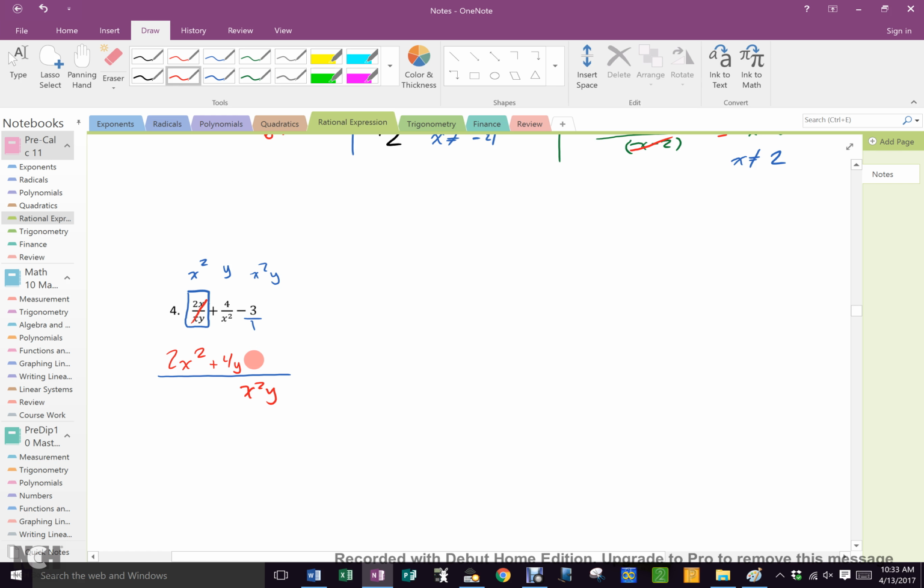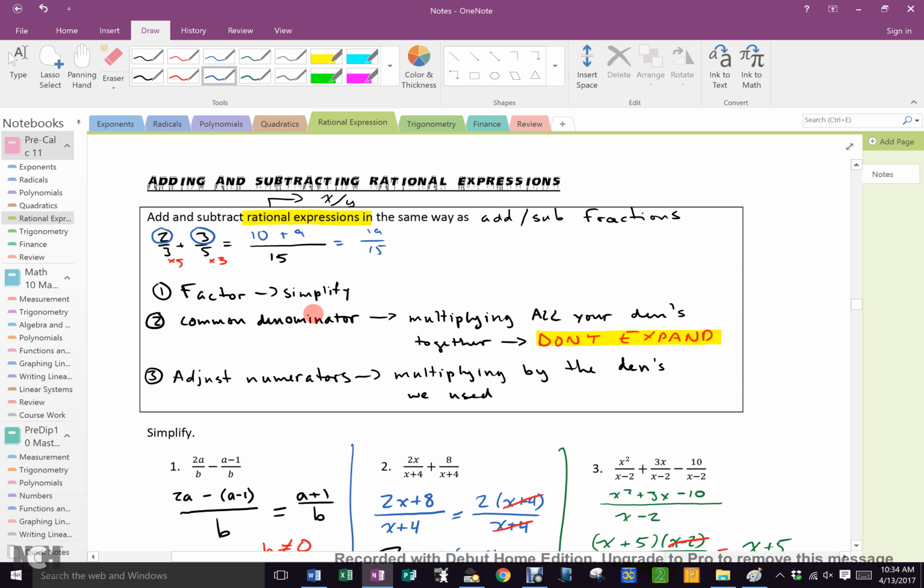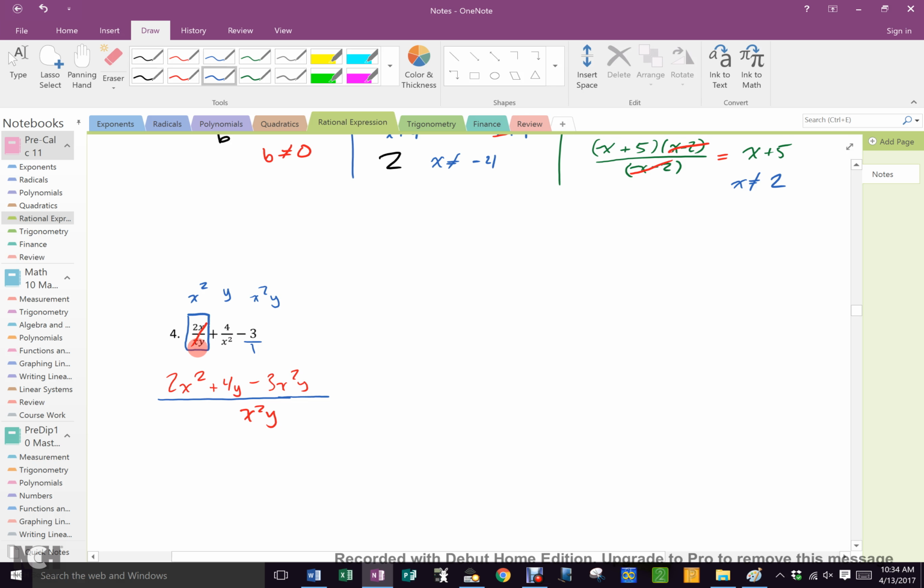No. So the 3 needs the whole denominator, 3x squared y. Does everybody understand? We're going to do a bunch of these. Do you have an inkling of what is going on? When you read my notes at the beginning, you will see what I mean. Remember, common denominator is everything I need. So I needed an x squared and a y. That x was covered. Everyone good?